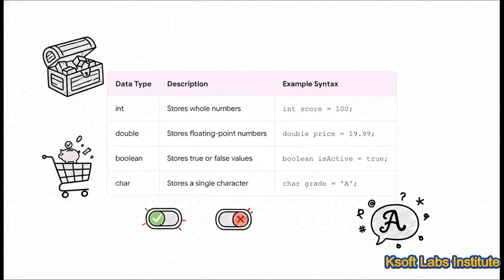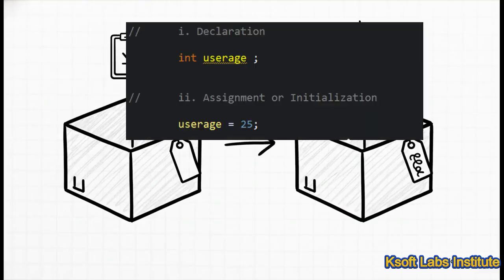And notice it uses single quotes. This pattern right here, the type, then the name, an equal sign, the value, and a semicolon at the end, you're going to be typing that constantly, so get used to it. Let's see how this works in practice.